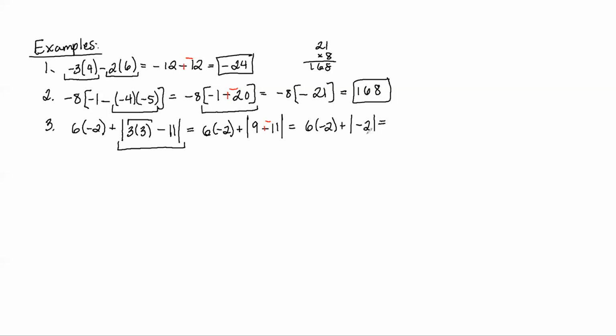This is technically still a grouping symbol, so I'm going to go ahead and completely simplify that, and then I'll multiply. So I'll keep 6 times -2 plus the absolute value of -2 is 2. And now we can multiply and add. So 6 times -2, opposite sign, so we get a -12 plus 2. It's addition, so we don't have to change any subtraction signs. Opposite sign, so we subtract, get 10, take the sign of the larger number, so -10.